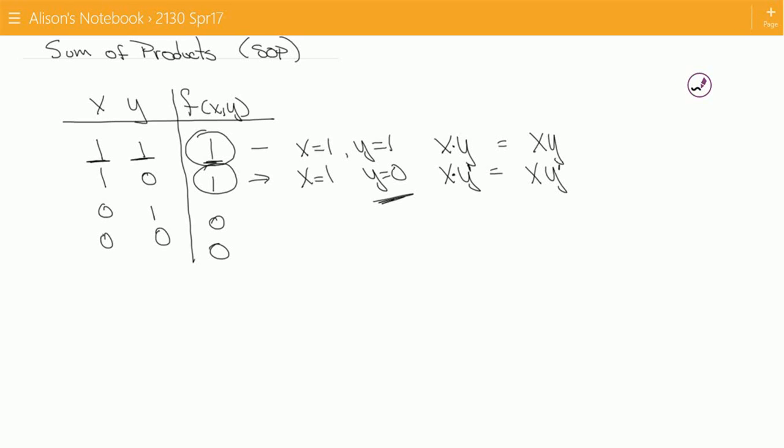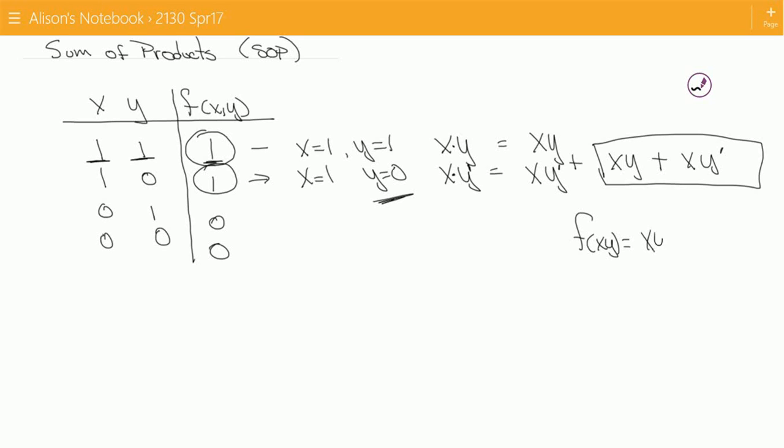So now we're going to do the sum of the two products. If I add the two products together, I'm going to get xy plus xy naught. And this is, without even simplifying it, going to be the function f of xy that is generating that output column that I just gave you, xy plus xy naught.